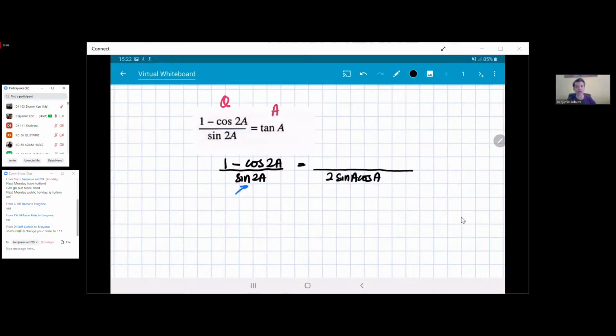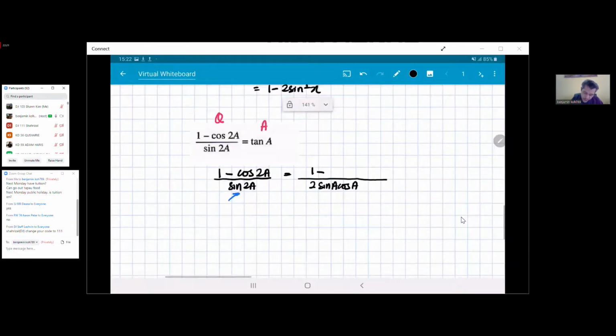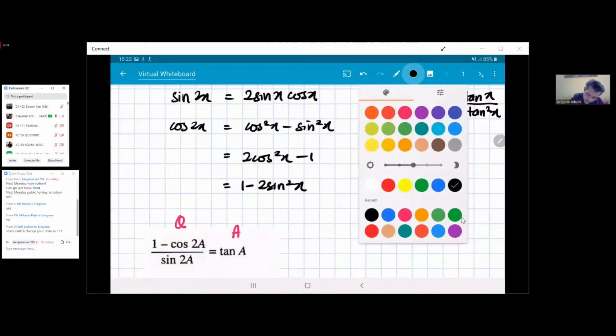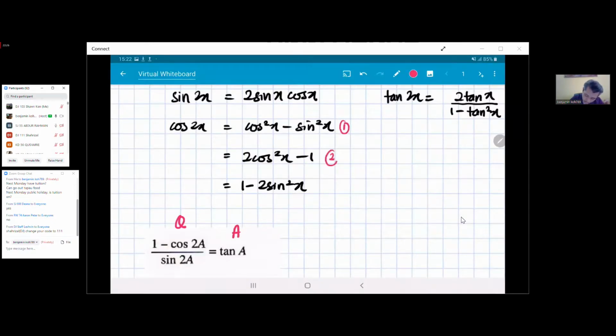Okay, on top you have 1 minus cos 2A. We know the cos 2A boleh ganti. But what am I going to use to replace? Well, that all depends on what we need to get or what the question wants. So you have got 3 formulas for cos. Nampak? You have got the 3 formulas here: number 1, number 2, and number 3.